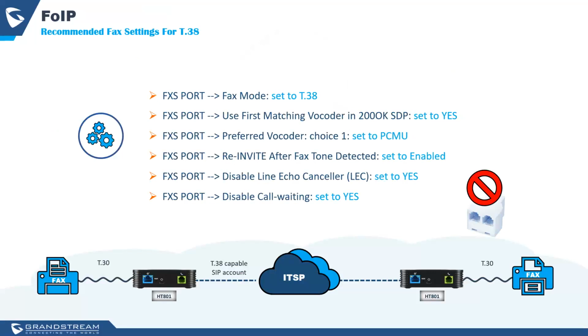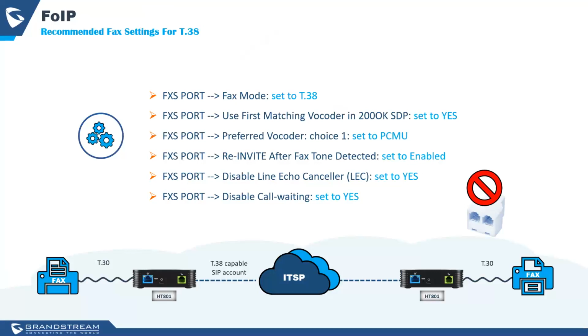So these are some of the recommended settings for fax when using T38 on the HT800 series. So first of all, you want to set the fax mode to T38. There's an option that says use first matching vocoder in 200 OK SDP. Set that one to yes. And when you set that one to yes, make sure that the preferred vocoder, which is choice number one, is set to PCMU.